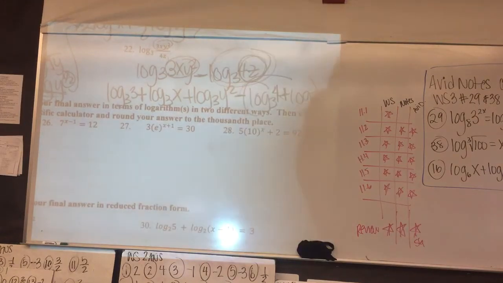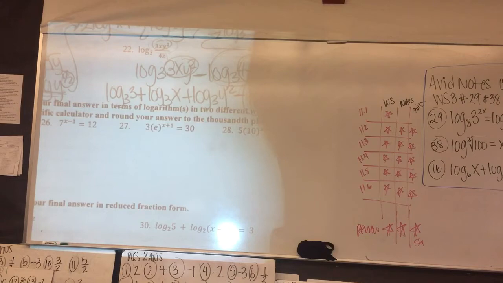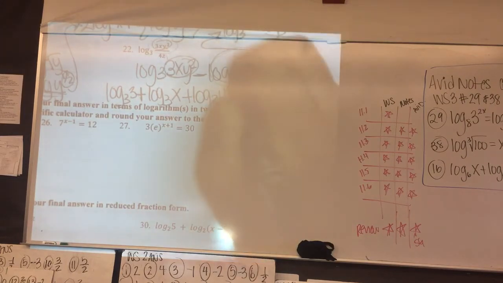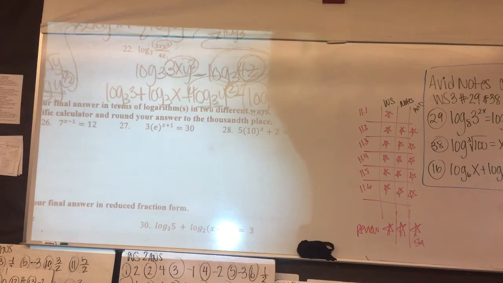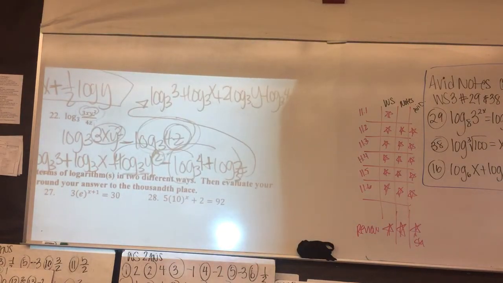So, let me get it right again. I'm going to have log base 3 of 3 plus log base 3 of x. Ooh, I got to remove that power, so it's a coefficient, plus 2 log base 3 of y, minus log base 3 of 4, minus, I'm distributing the negative, log base 3 of z. I'm sloppy, so it's hard to write that small.